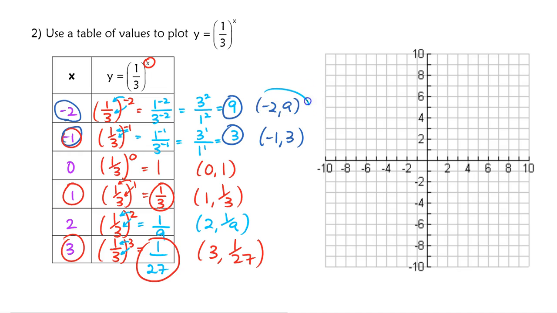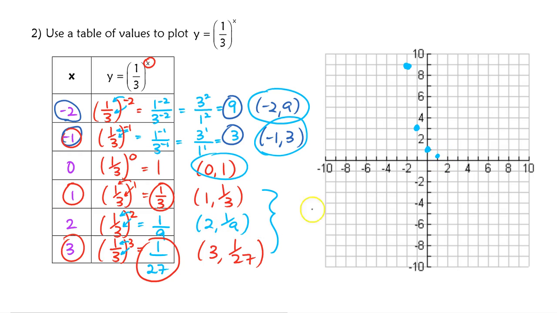Let's start with the very first point, -2, 9. If I graph -2, 9, that's right on the corner of a box. Same thing with -1, 3. -1, 3 is right here. 0, 1, right there. Now they get into some fractions, but it's the same idea as we've been doing. 1, 1/3 is going to be about right here. I go to 1 on the x value, and then for the y value, I move up a little bit, about 1/3 of the way between 0 and 1.